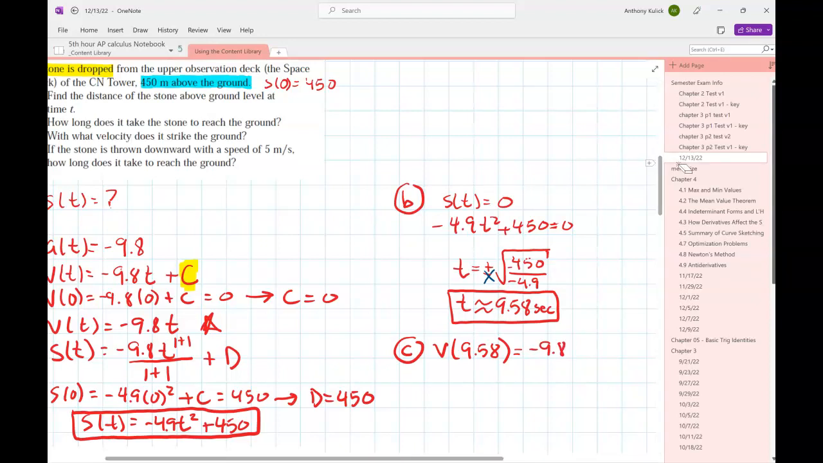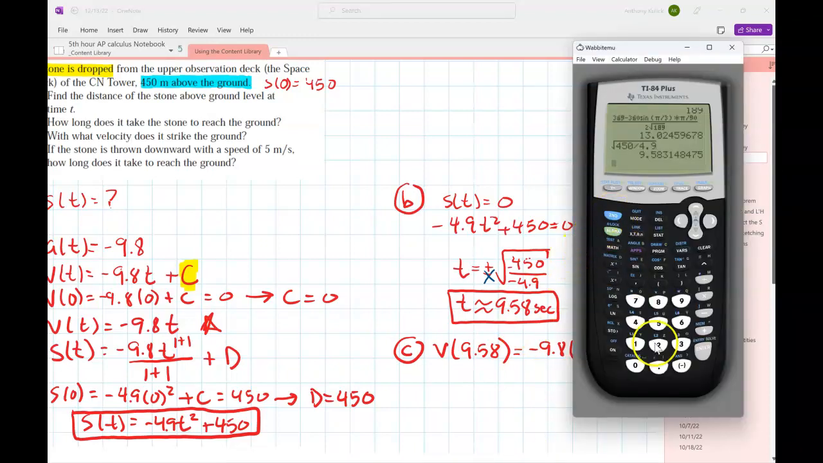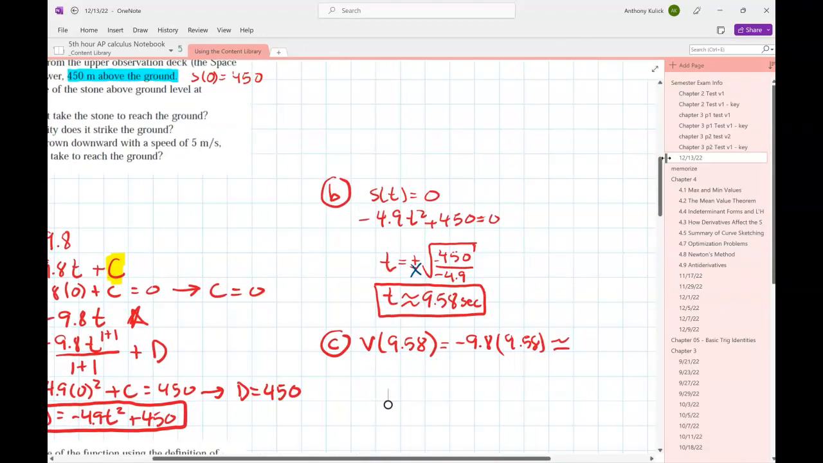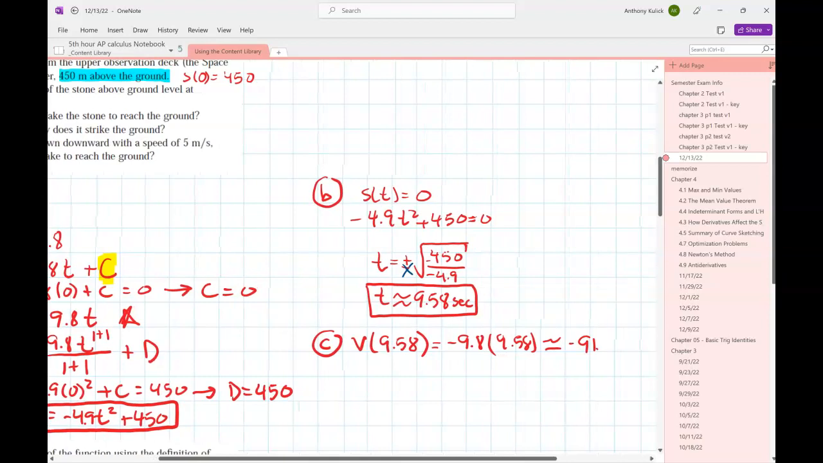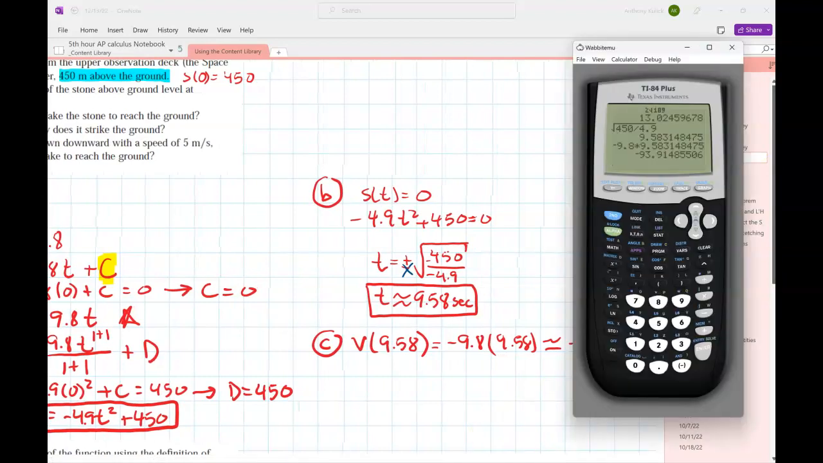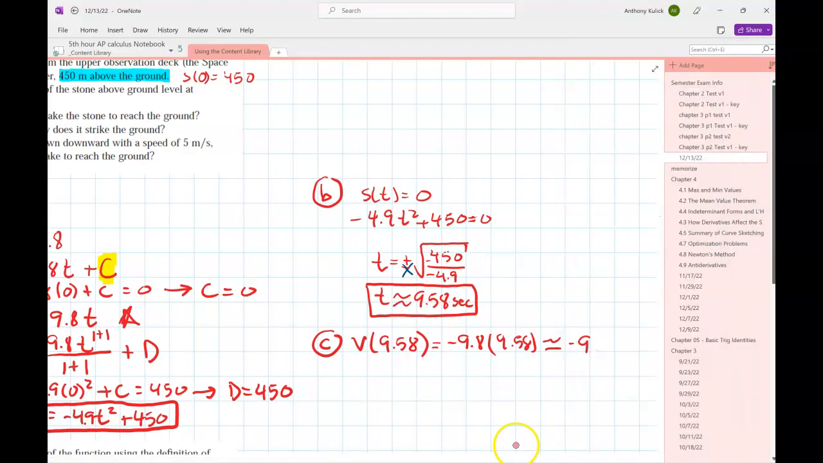So negative 9.8 times 9.58. And again, we'll just plug that into our calculator. I get negative 93.91 meters per second.